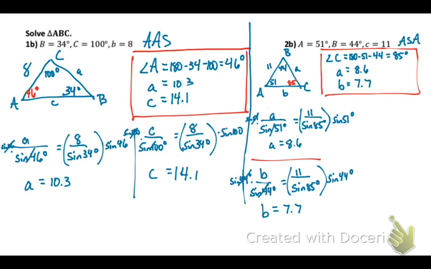So again, the law of sines is an excellent way to solve a non-right or an oblique triangle if you know two angles and a side, or if you know two sides and a non-included angle.